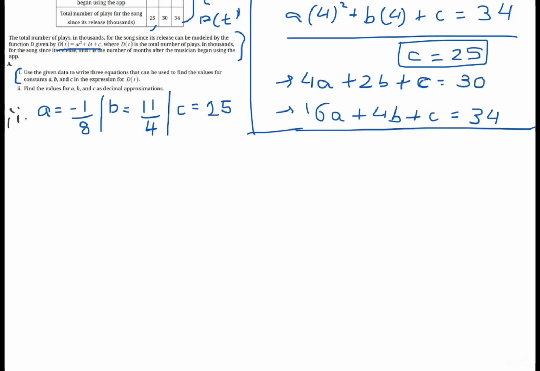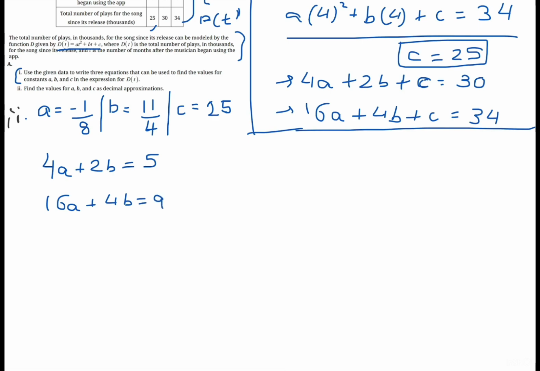So we have c is equal to 25 here, and we have two more equations in a and b. Now, the best step would be to substitute c is equal to 25 in the equations, and then you have two equations in two variables. So if I use c equal to 25, I have 4a plus 2b equal to 5, if I subtract 25 from both sides, and then I have 16a plus 4b is equal to 9.